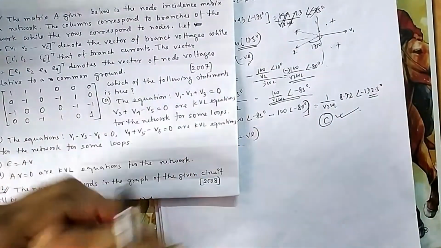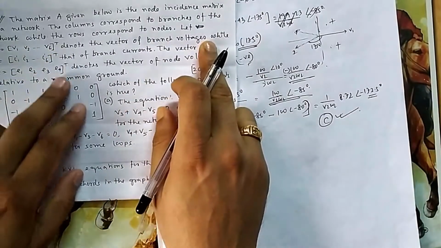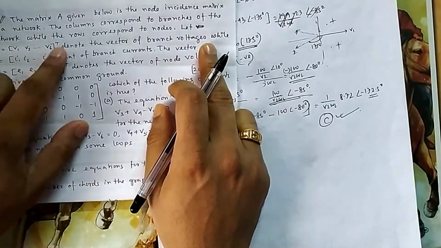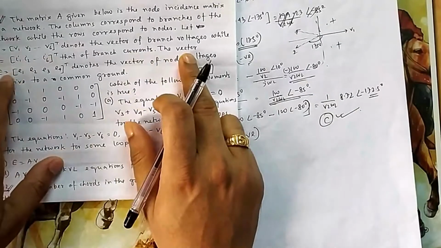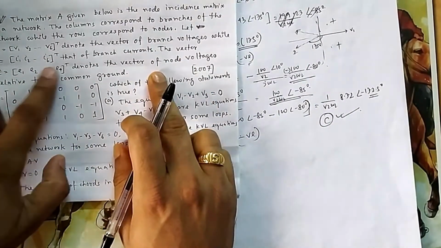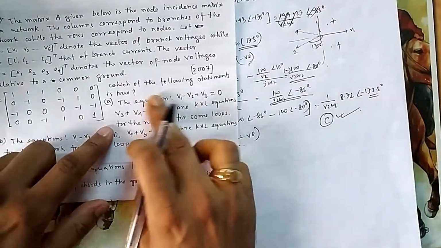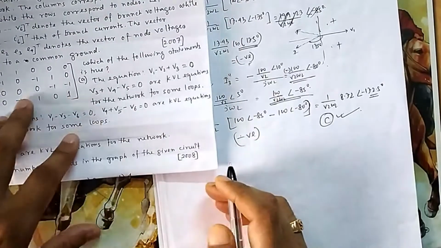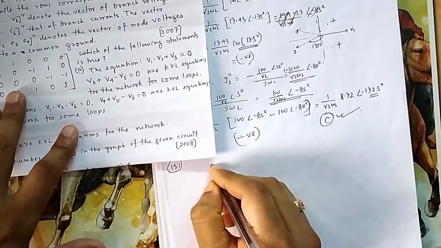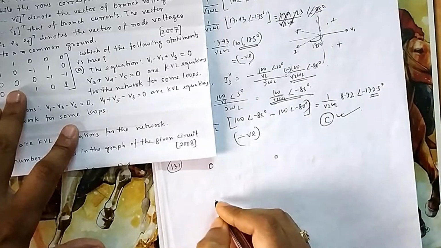Now let V1 denote the vector of the branch voltages. These are the 6 branch voltages, 6 branch currents, and this is known as the 6 node voltages relative to the common ground. Which of the following statements is true? Now you can draw it from here. You can draw the circuit because there are 4 nodes, so you draw 4 nodes at 4 corners. These are the 4 nodes.